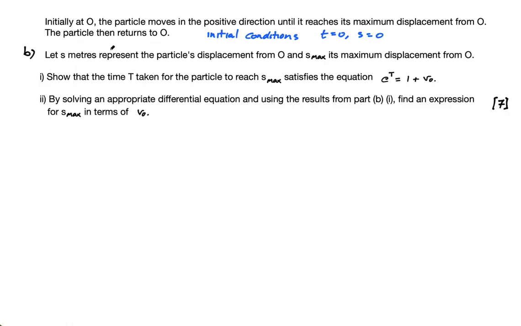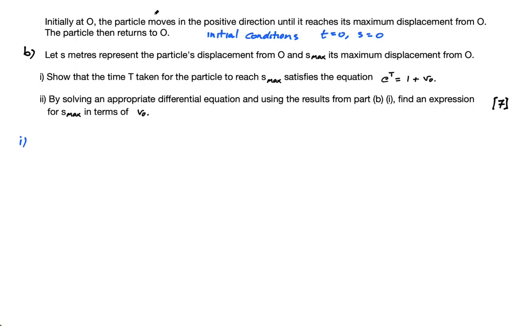Let S meters represent the particle's displacement from O, and S max its maximum displacement from O. Let's do part 1 first, guys. Show that the time t taken for the particle to reach its max, S max, satisfies this equation. Okay, so let's try and get this straight in our head.